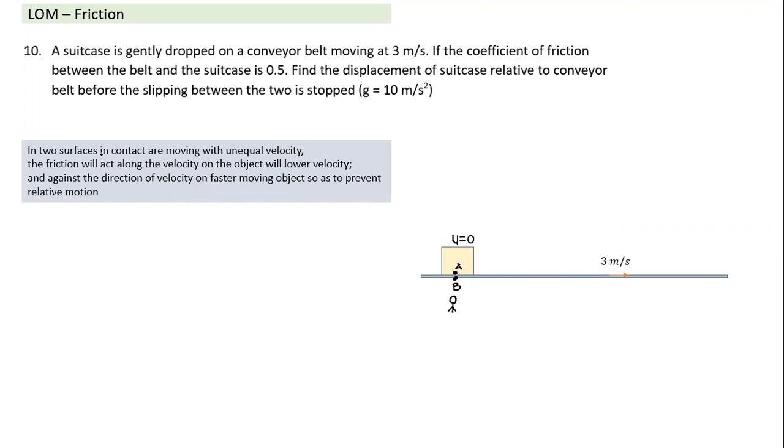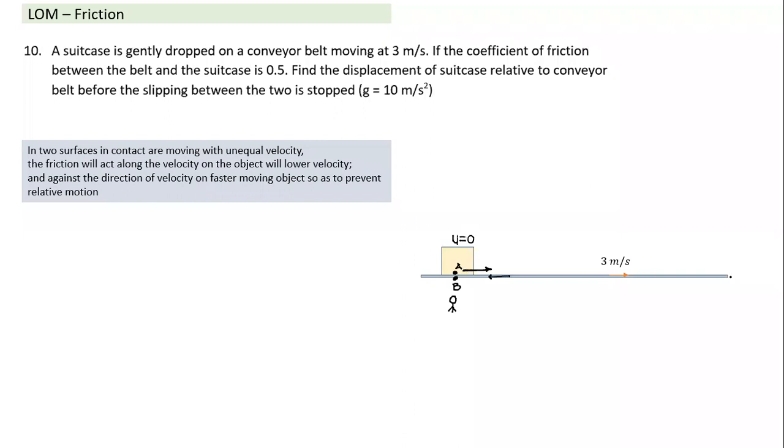If two surfaces in contact are moving with unequal velocity, slipping will take place. This is the case here. One velocity is 0, the other is 3. What does friction do? Friction will tend to make the velocities equal. It will tend to increase the velocity of the object which is moving slower. That's why, another way to understand which direction the friction will act on the suitcase: on the suitcase, friction will act in the forward direction so that it will speed up the object which is slow, and will act in the backward direction on the conveyor belt.